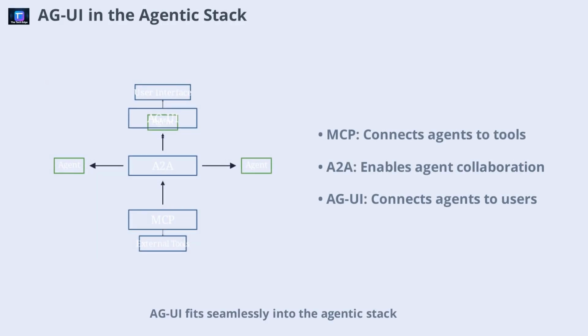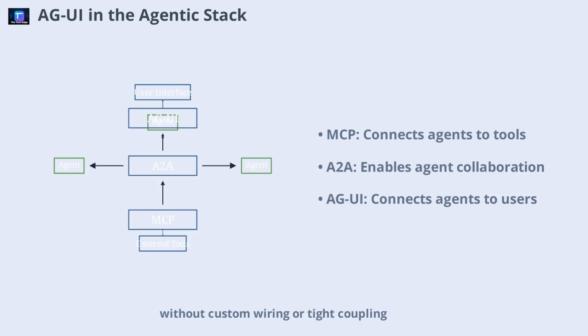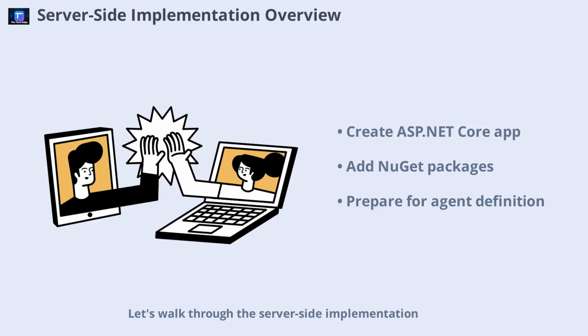AGUI fits seamlessly into the agentic stack, following a client-server architecture designed for interoperability. MCP connects agents to external tools. A2A enables agents to communicate and collaborate. And AGUI bridges the final gap by connecting agents to user interfaces. This means that any AGUI-compatible client or UI application can connect to your agent, consuming and visualizing responses in real time. The result is effortless communication between back-end and front-end, without custom wiring or tight coupling. Let's walk through the server-side implementation.